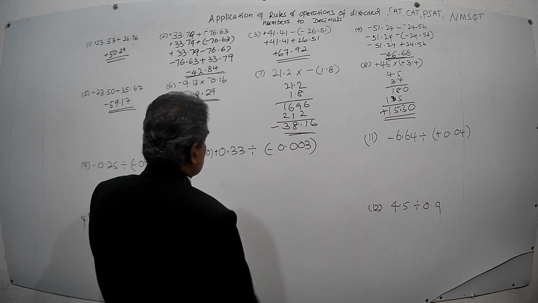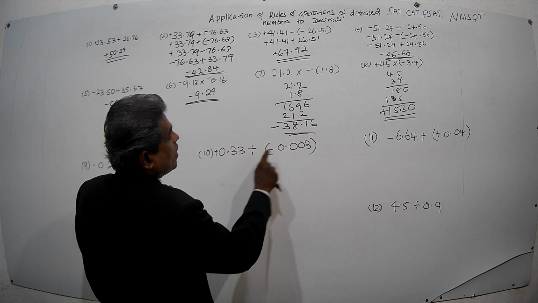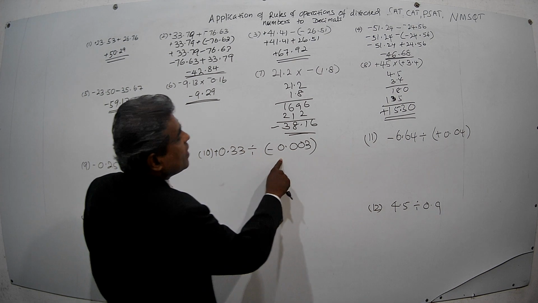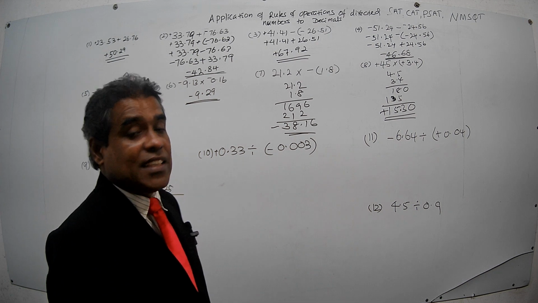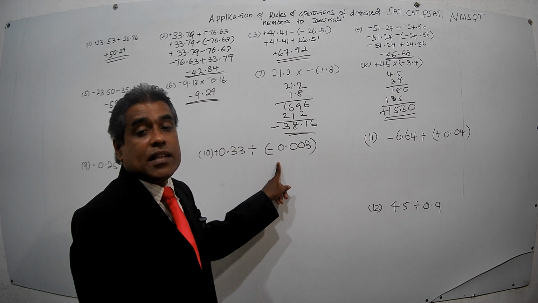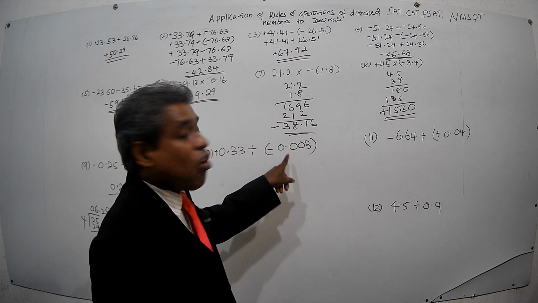Therefore, we will first of all divide the numbers. Before dividing, because here the number after the division sign is a decimal, it cannot be divided as it is. We have to remove these decimals. We have to convert this into a whole number.